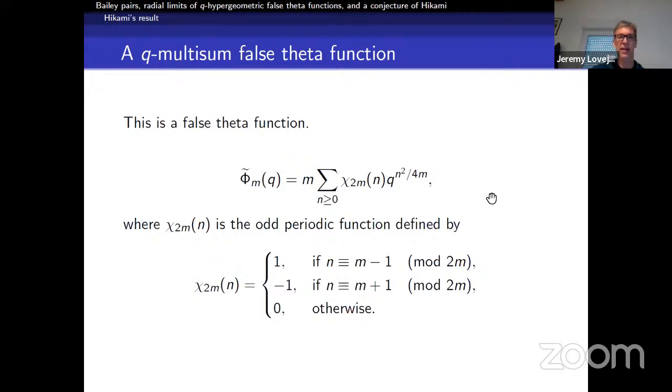Chi sub 2m of n is an odd periodic function defined in this way. Chi sub 2m of n is 1 if n is congruent to m minus 1 mod 2m, minus 1 if n is congruent to m plus 1 mod 2m, and 0 otherwise. What I mean by a false theta function here is that this wants to be a theta function, but there's a problem with the signs. So it's not modular, and that's because this periodic function is odd. If it were an even periodic function, then we'd have a classical theta function, which is modular. Or if we had a little factor of n in here, with the odd periodic function, that would be a weight 3/2 classical theta function. But as it stands, this is a false theta function.